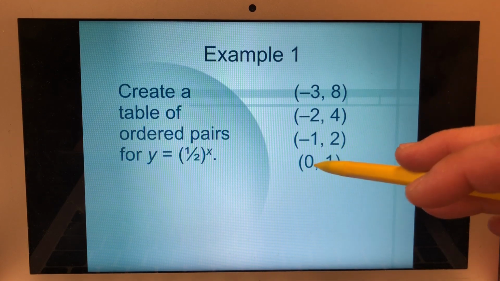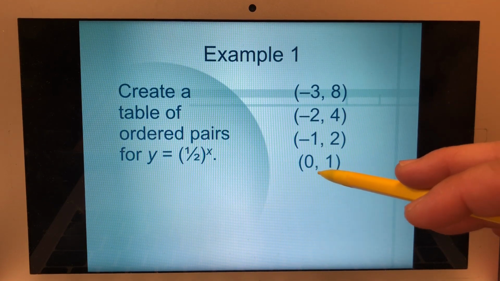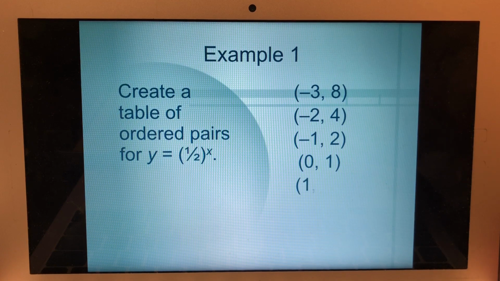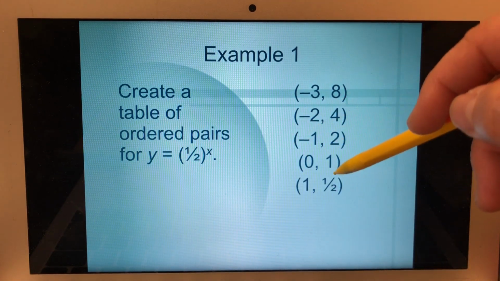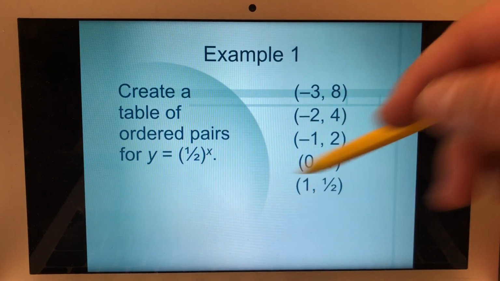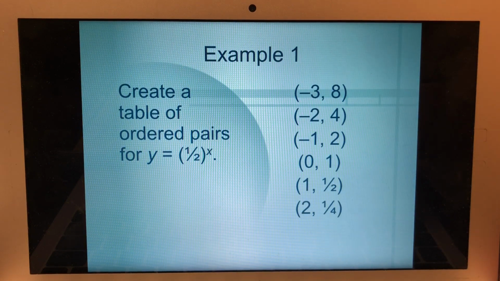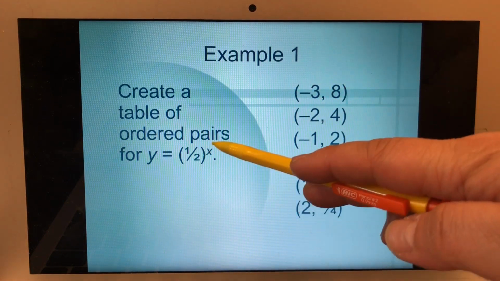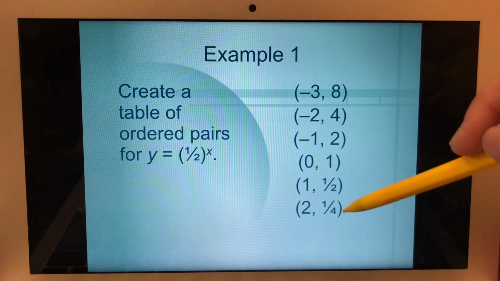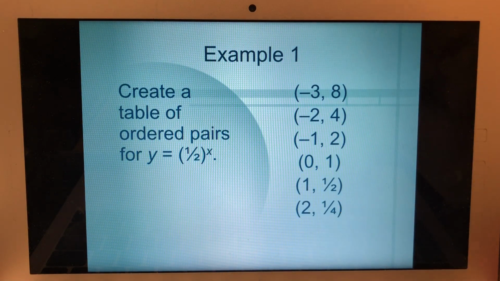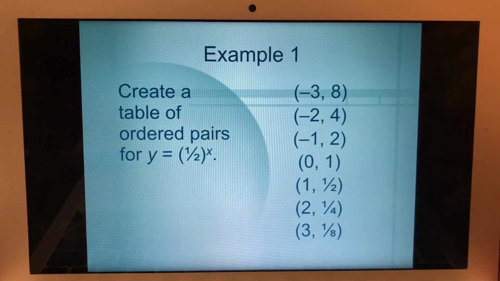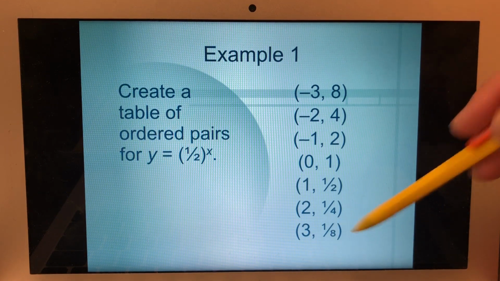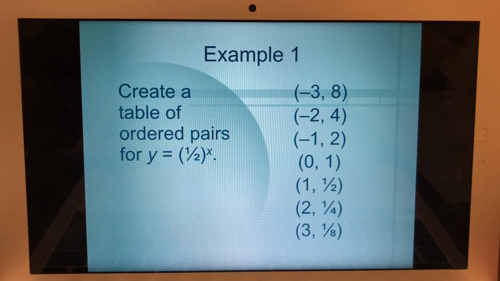1/2 to the 0 power, remember any number raised to the 0 power is going to give us 1. And so we have 1. If it's 1 for x, then 1/2 raised to the first power is 1/2. Now, if we have 1/2 squared, then it's going to stay a fraction, and that'll be 1 to the 4th power, or 1/4. And then 1/2 cubed is going to give us 1 to the 8th power.